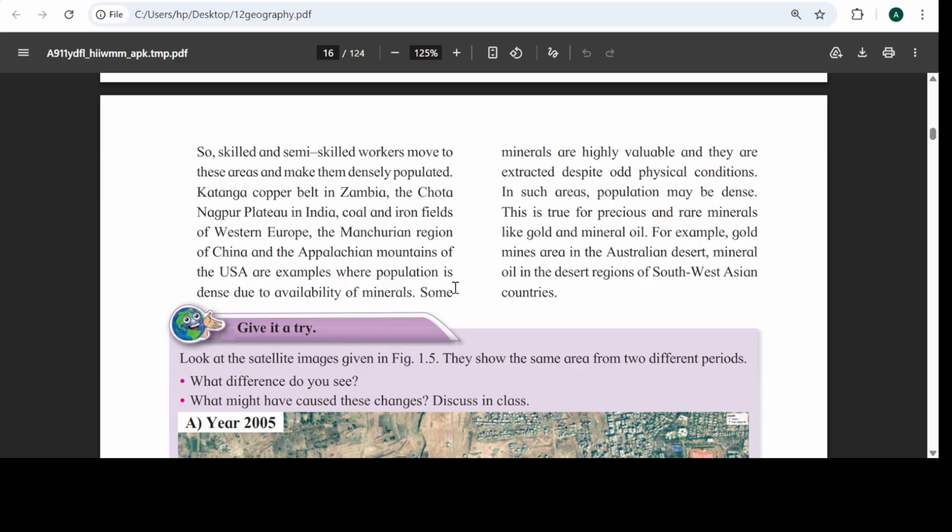minerals. Some minerals are highly valuable and they are extracted despite odd physical conditions. In such areas, population may be dense. This is true for precious and rare minerals like gold and mineral oil. For example, gold mines area in Australian desert, mineral oil in a desert region of Southwest Asian countries.